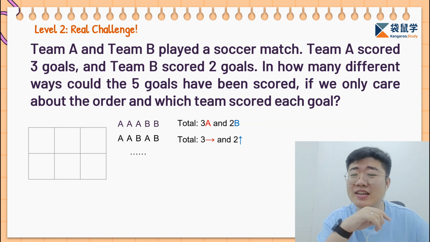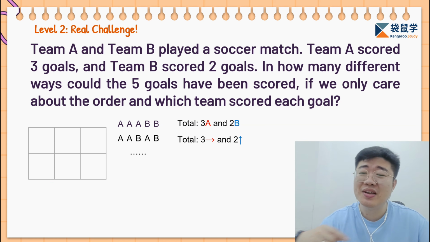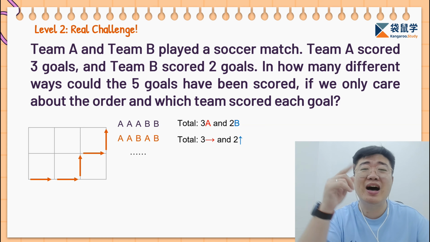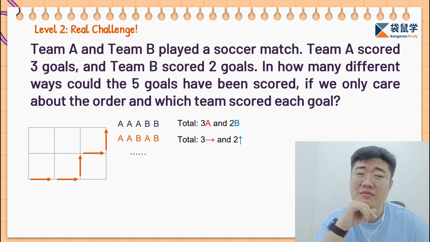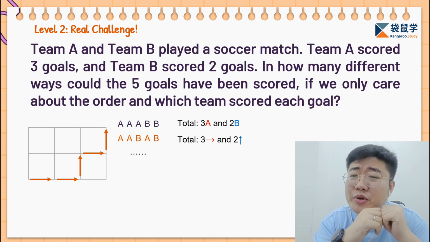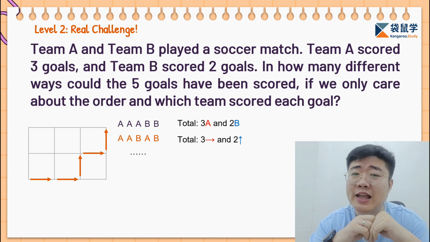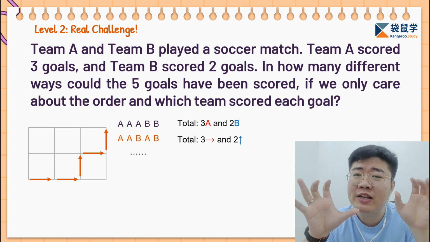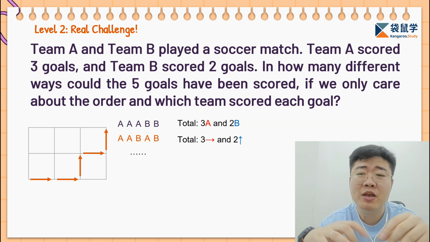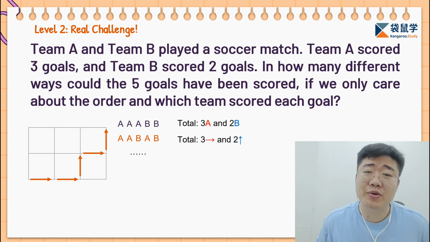Now, how about the second way? AA, BAB. Teacher, I also know. So we just go right, up. So you see all the different arrangements. They must correspond with the paths in the diagram. So by finding all the different paths in the diagram, we can find all the different arrangements.